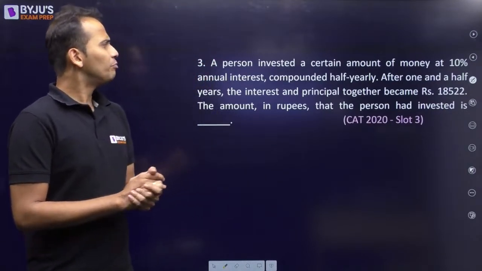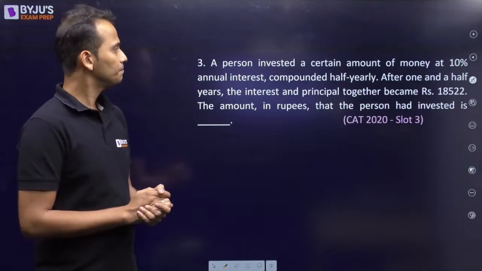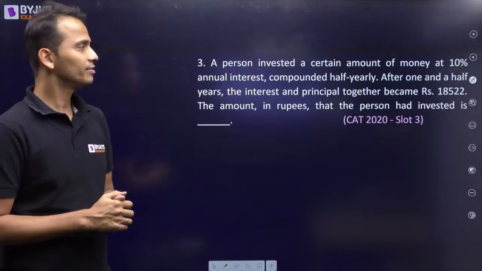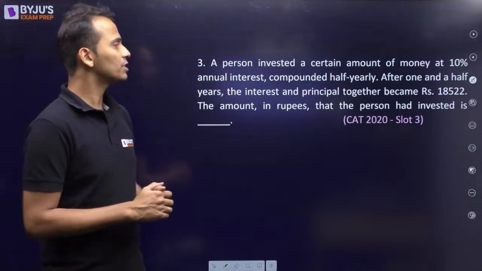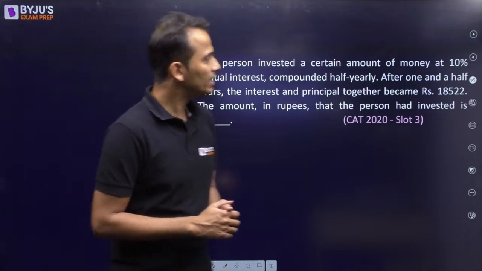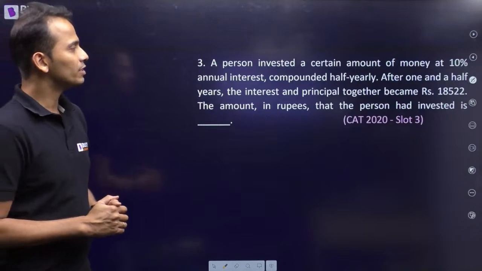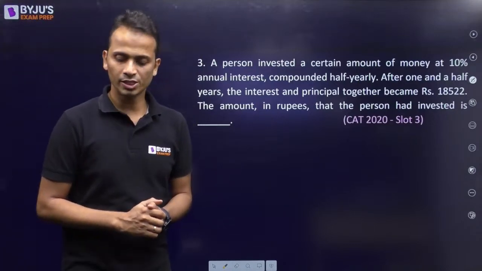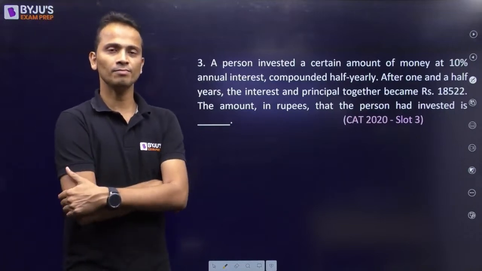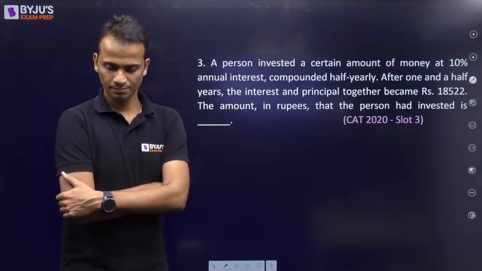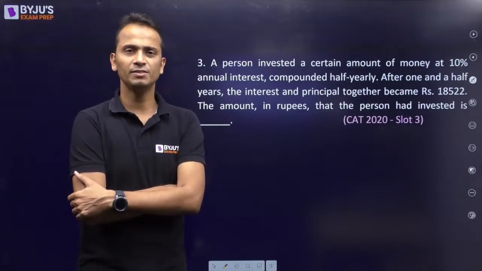Question says that a person invested a certain amount of money at 10% annual interest, compounded half yearly. After 1.5 years, the interest and the principal together became 18,522. The amount in rupees that the person had invested is equal to how much? Again, a very basic question. ज़्यादा difficult नहीं है.